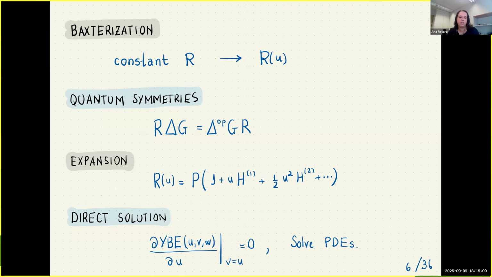and try to solve order by order, find some pattern and resum. This was done in the literature. We can also, of course, try to directly solve the Yang-Baxter equation, which is quite hard, but for example, by applying a derivative with respect to u, and then sending v to u, and then solving these PDEs, we could do that, but this is particularly hard for non-difference form.